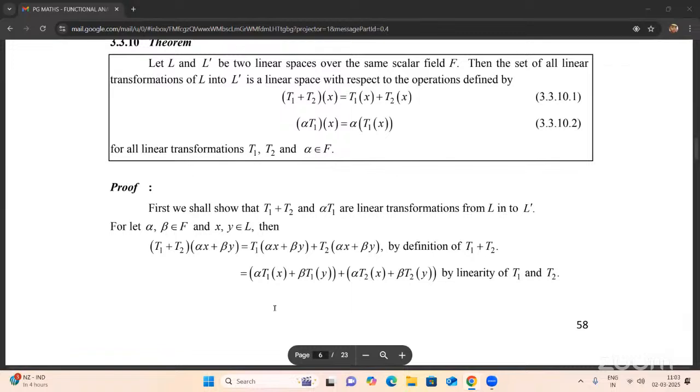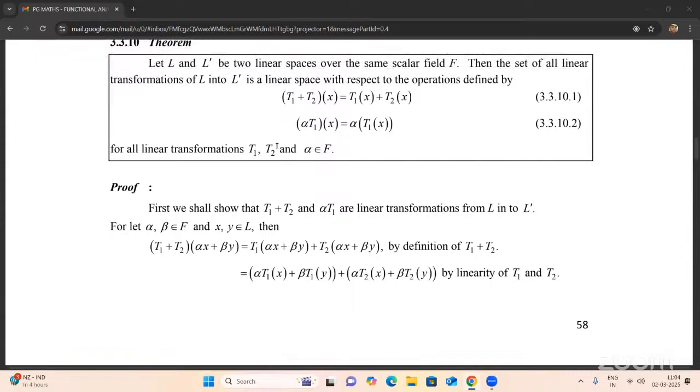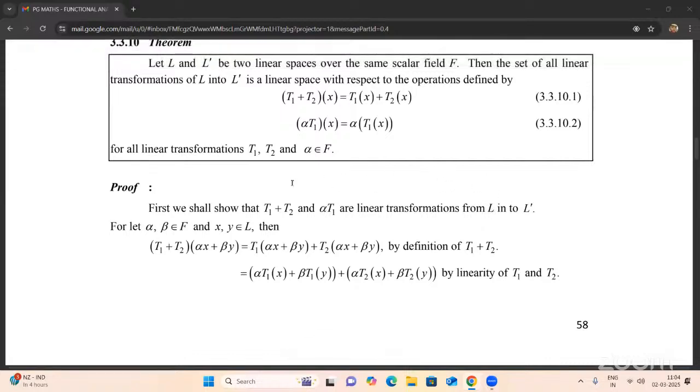Now, we are taking any two transformations, T1 and T2. So again, closure of the condition of the transformation T1 plus T2 is verified. And at the same time, alpha being the field element and T1, either T1 or T2, here the scalar multiplication holds good. Alpha T1 and again alpha T2 is also verified here. Both are linear transformations from L into L dash.